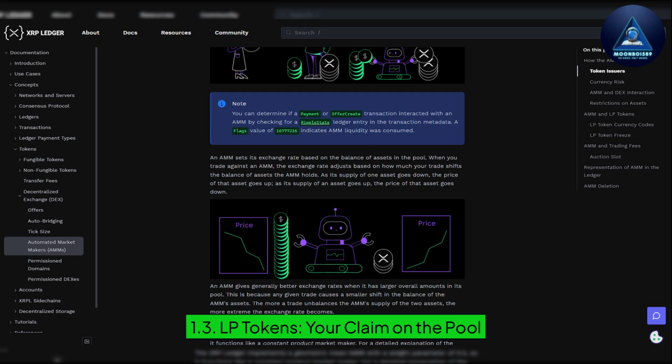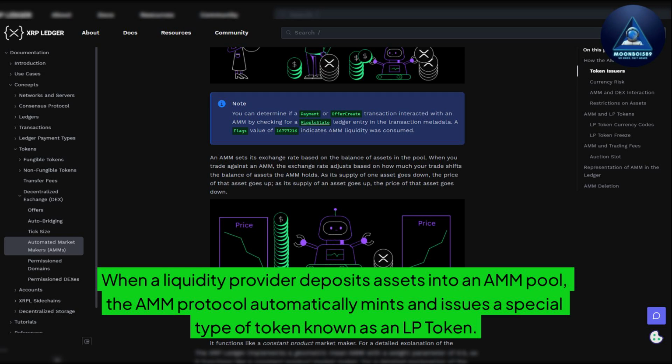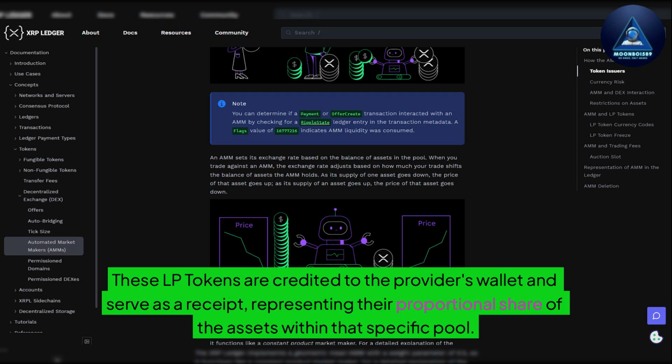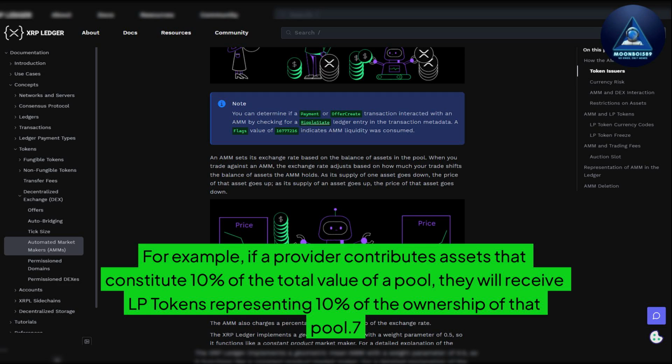1.3. LP tokens, your claim on the pool. When a liquidity provider deposits assets into an AMM pool, the AMM protocol automatically mints and issues a special type of token known as an LP token. These LP tokens are credited to the provider's wallet and serve as a receipt, representing their proportional share of the assets within that specific pool. For example, if a provider contributes assets that constitute 10% of the total value of a pool, they will receive LP tokens representing 10% of the ownership of that pool.